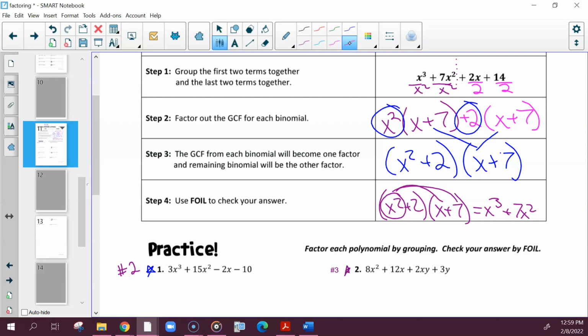And then I'm going to do the same thing for the other one. Take 2 and multiply it to x and 7. And when I do that, we have 2x plus 14. And if we look back at the original, those should match. So we did this correctly.